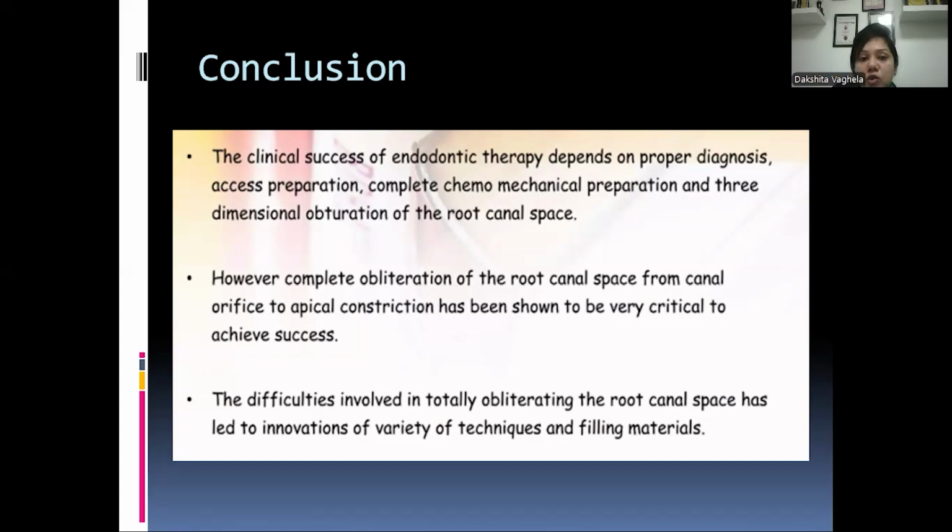So it is up to us to make judicious use of the various available techniques for endodontic irrigation, endodontic disinfection, and obturation. Hope this would have been useful.